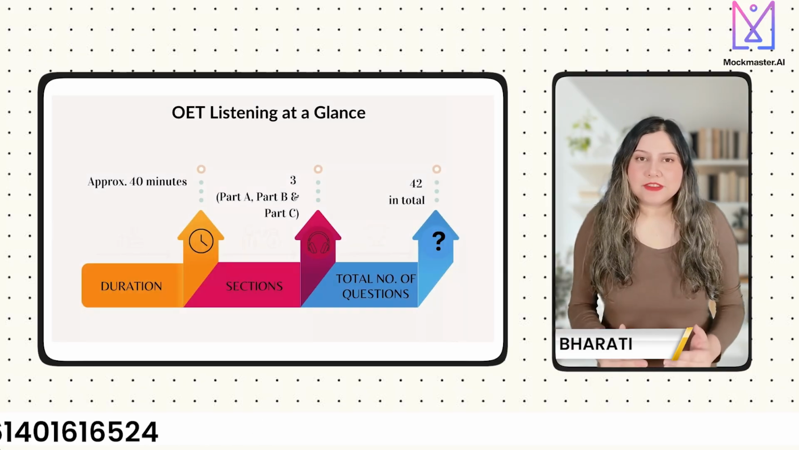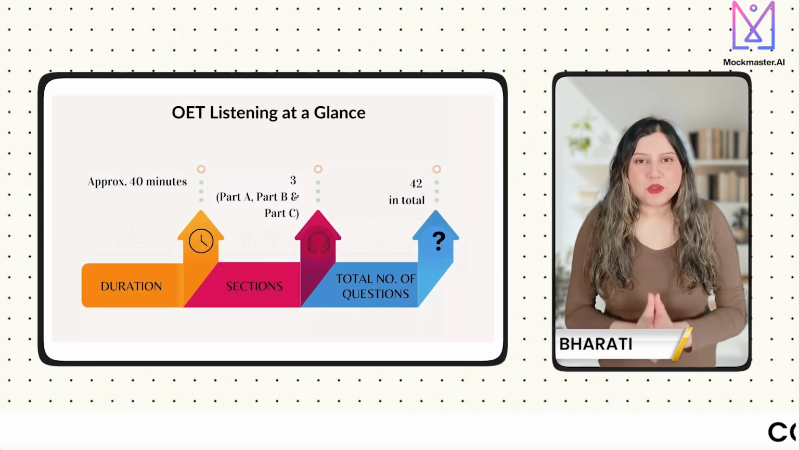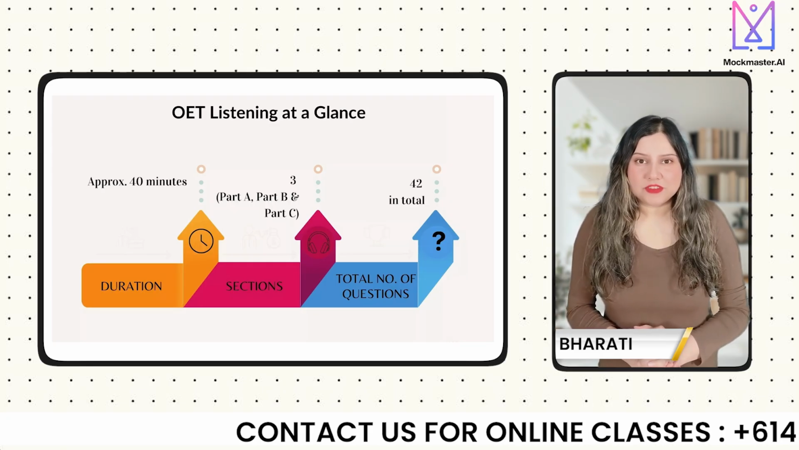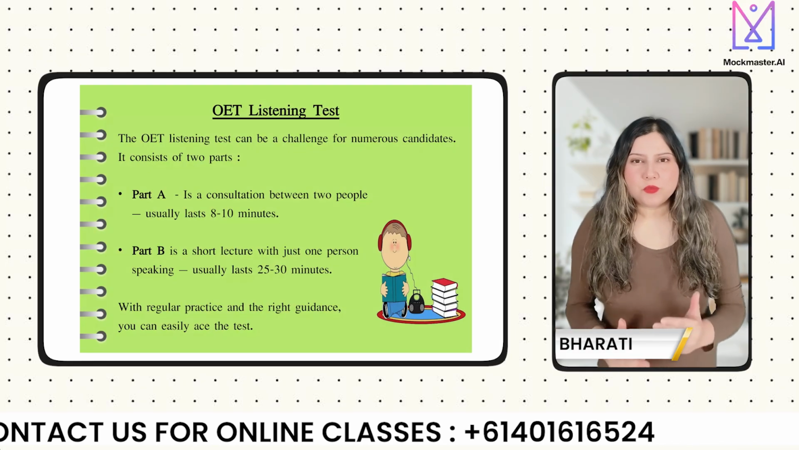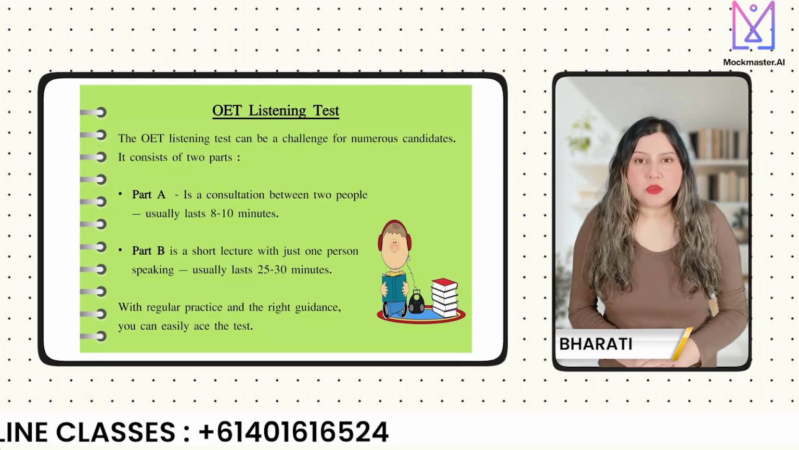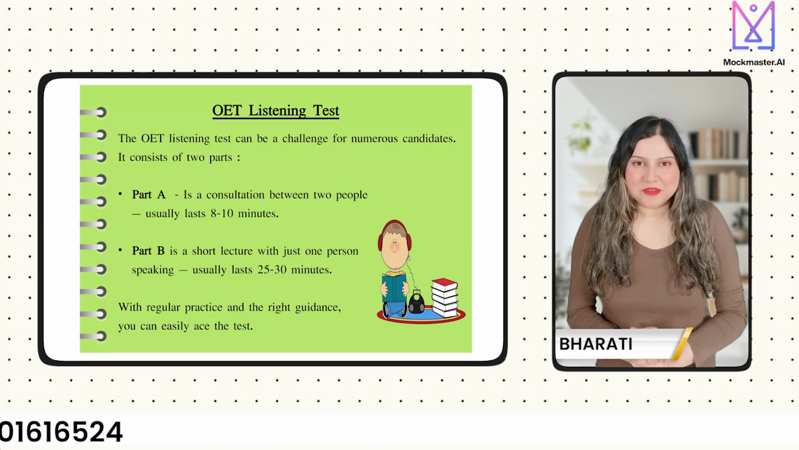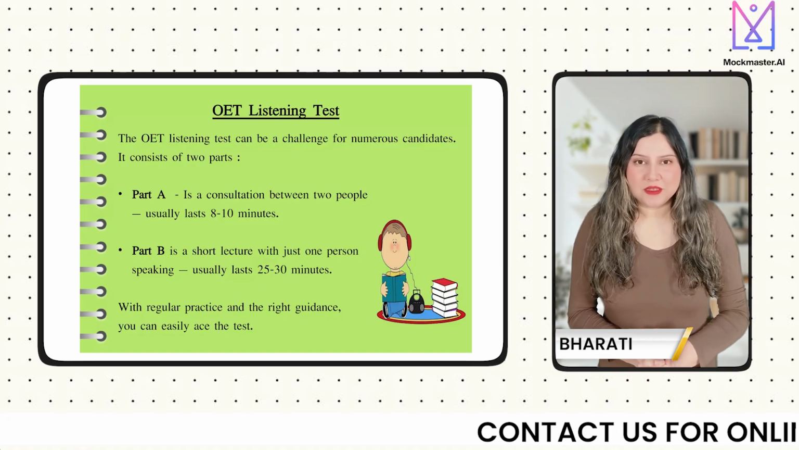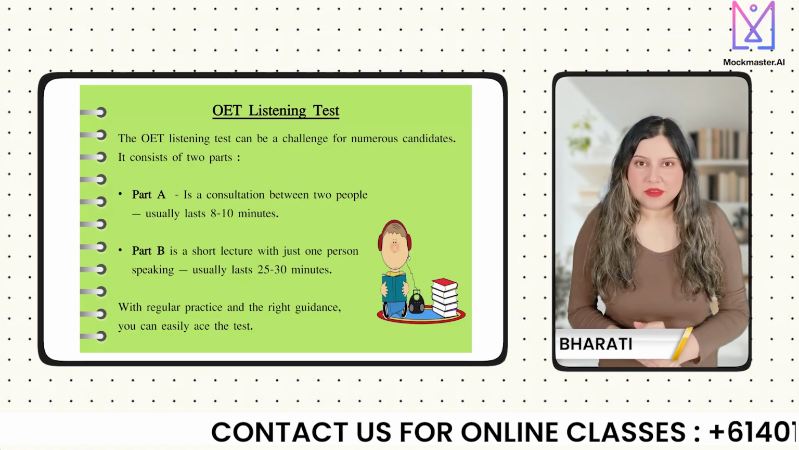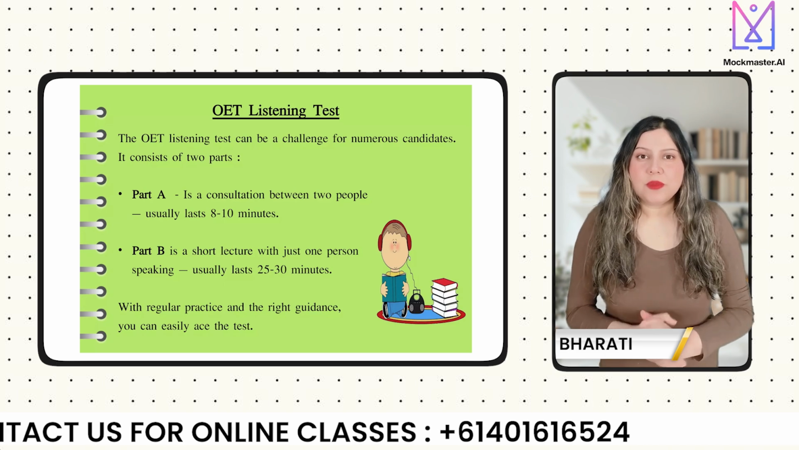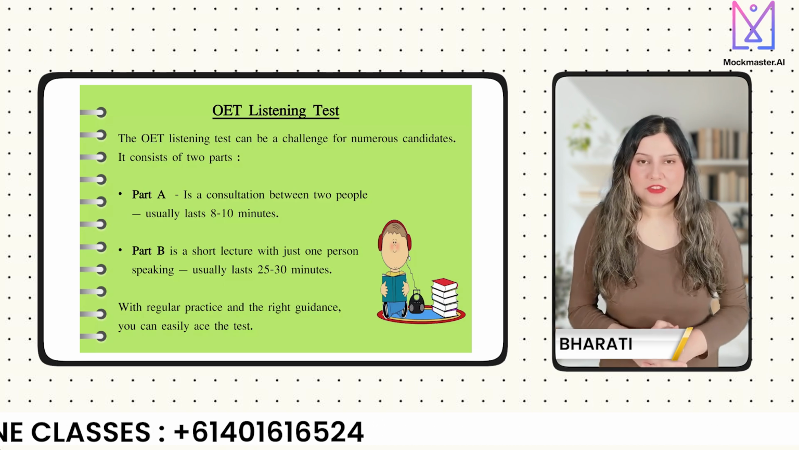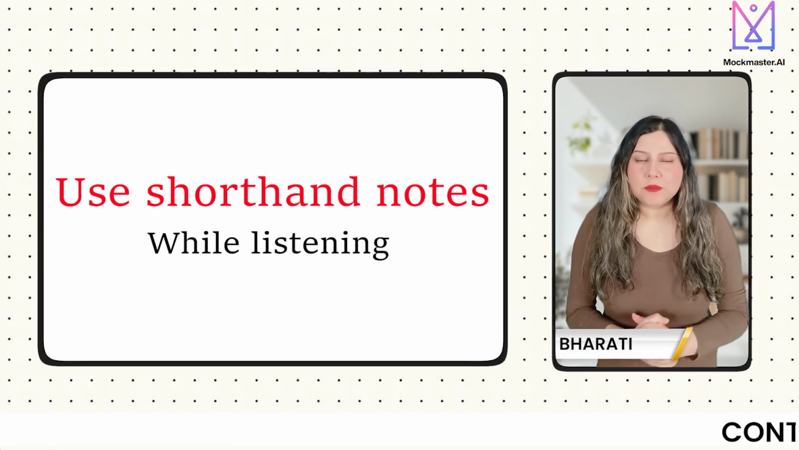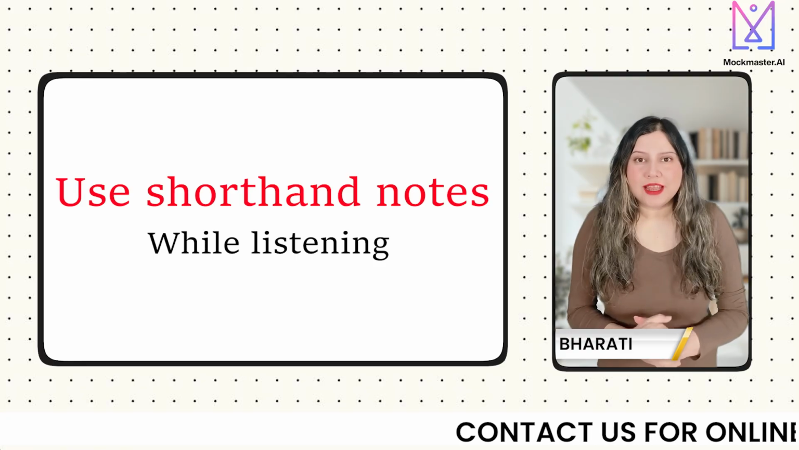The listening subtest is about 40 to 45 minutes long and is divided into 3 parts, A, B, and C, with 42 questions in total. Part A: you listen to 2 patient consultations and fill in case notes based on the information you hear. Part B features 6 short workplace audios, things like handovers, team briefings, or short discussions between colleagues. Part C involves 2 longer lectures or interviews on medical topics, requiring careful attention to detail. Use shorthand notes while listening. It's a game changer for remembering key details and answering questions accurately.